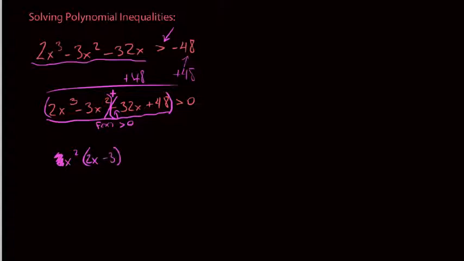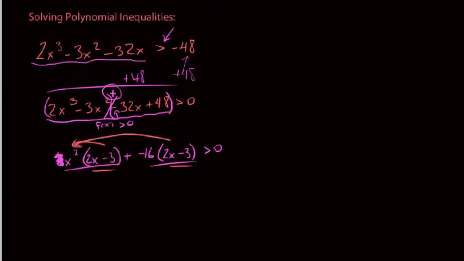So we have x squared times 2x minus 3, plus, now we can factor out a negative 8? No, negative 16. That works better. Sorry. Negative 16, and that would leave behind also 2x minus 3, and this is still greater than 0. Now, noticing that these two terms have in common this 2x minus 3 quantity, we will factor that out front. What's left is 2x minus 3 times x squared minus 16, and this, of course, is greater than 0.